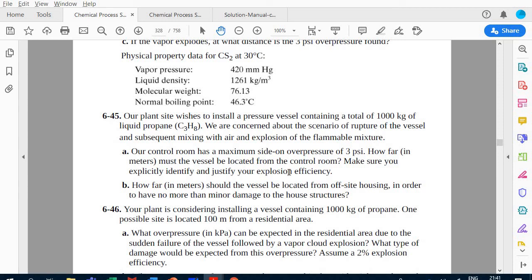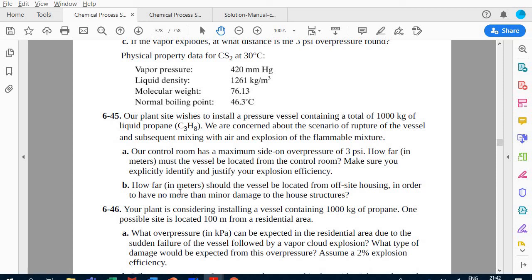Going back to 645. So our plant site wishes to install a pressure vessel containing a total of 1000 propane. Again, very similar. We are concerned about the scenario of the rupture of the vessel and subsequent mixing with air and explosion of the flammable mixture. Our control room has a maximum side-on overpressure of 3 psi, so it can withstand that. How far in meters must the vessel be located from the control room? So this is very, very similar to the example that we just solved, so I don't think we need to explain that. That's very clear.